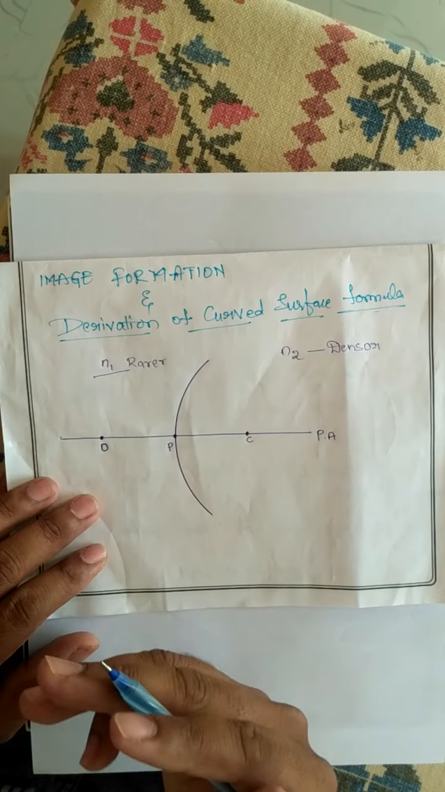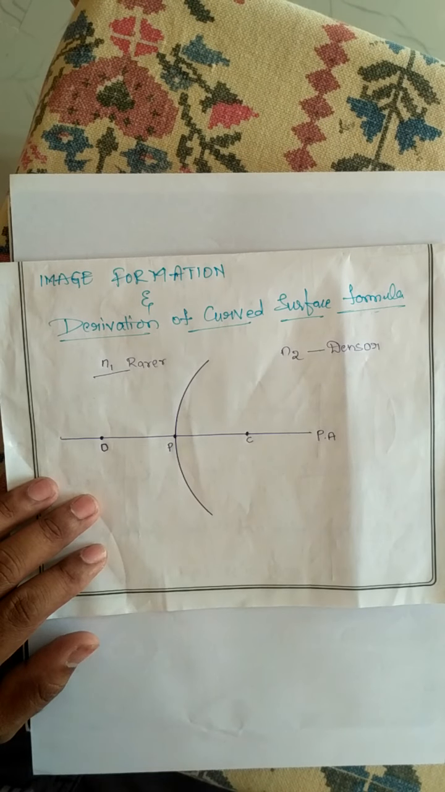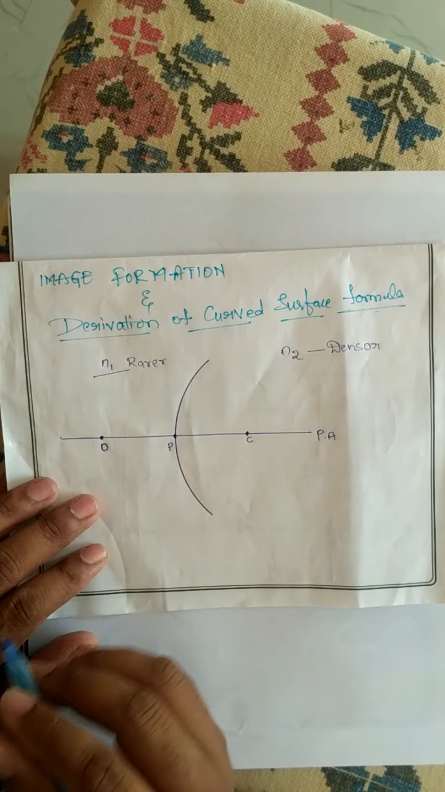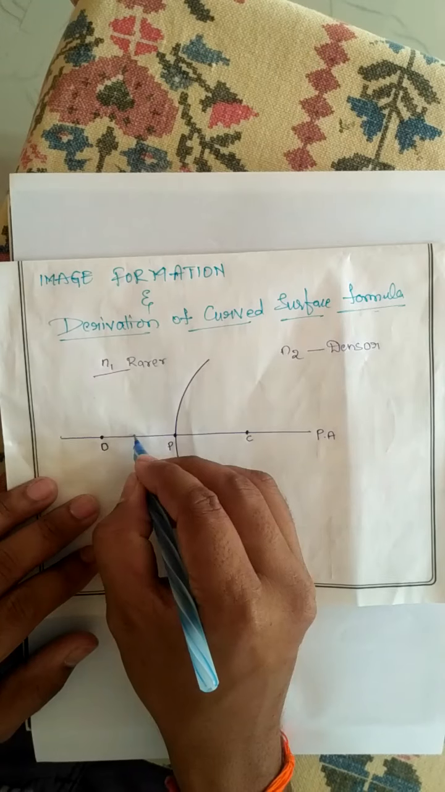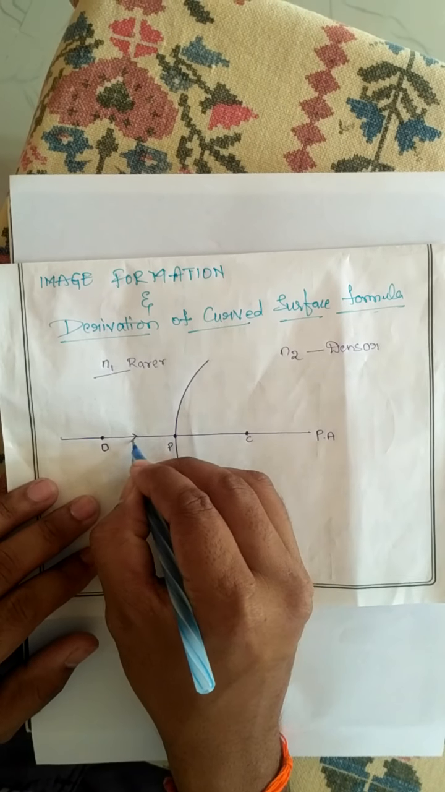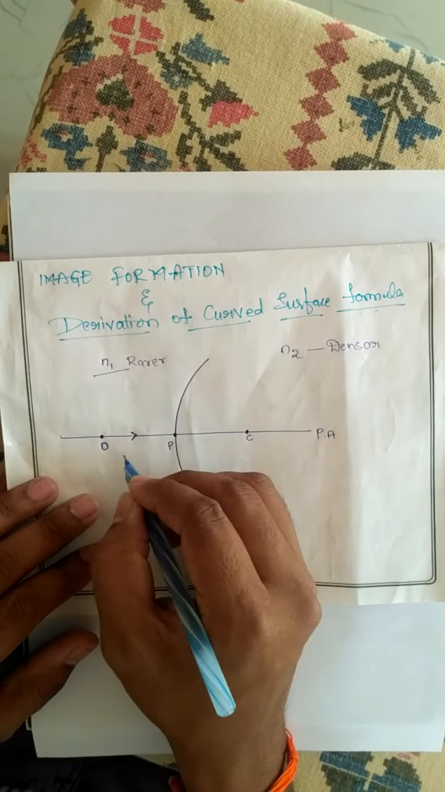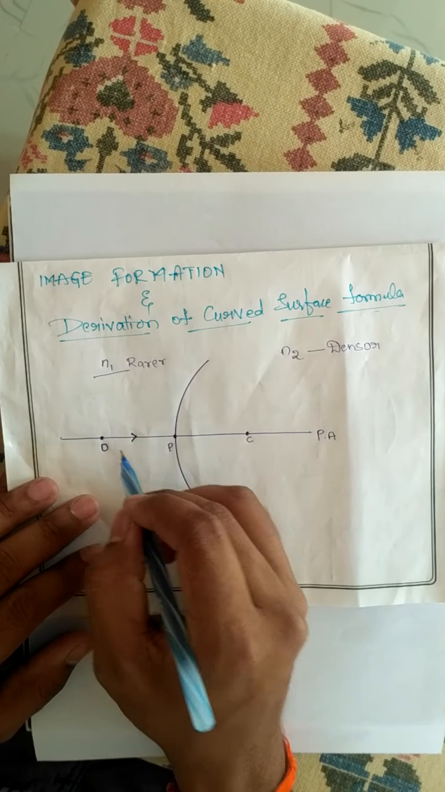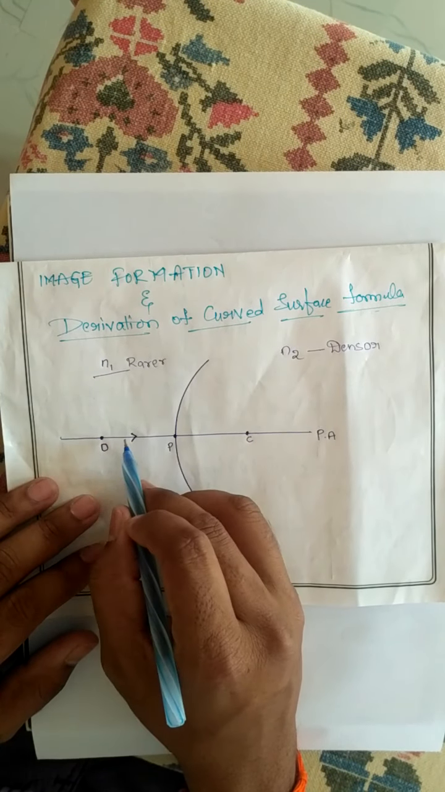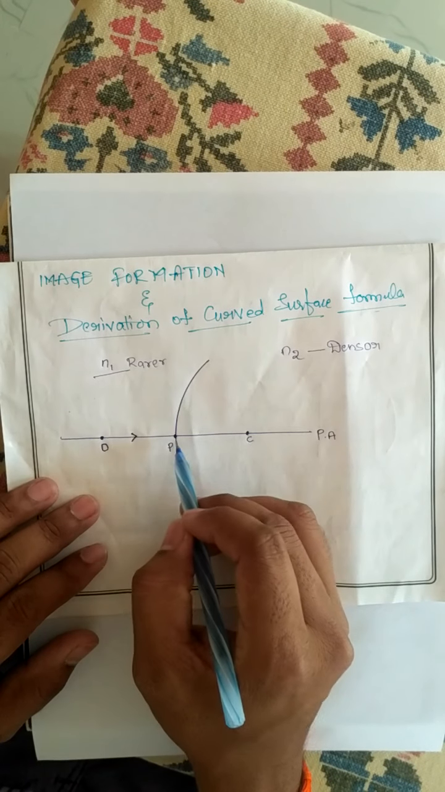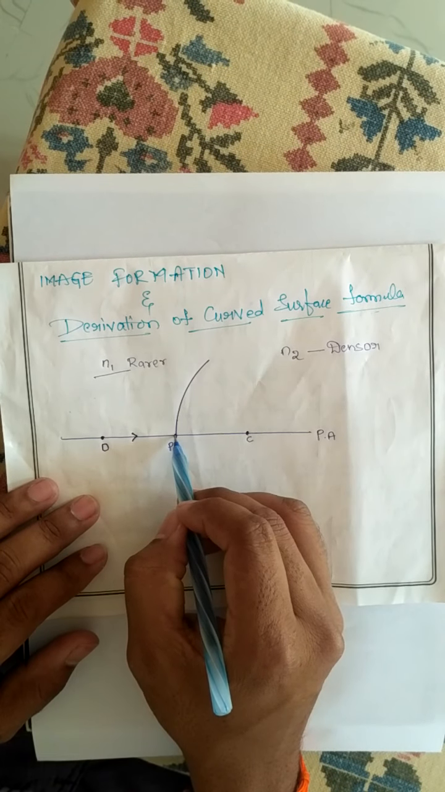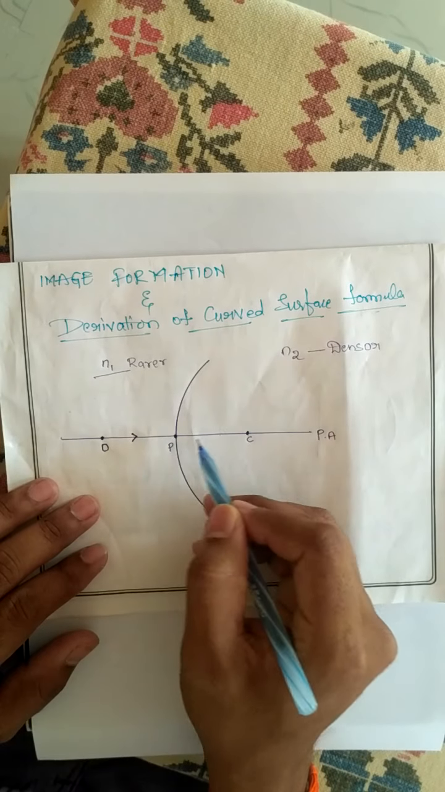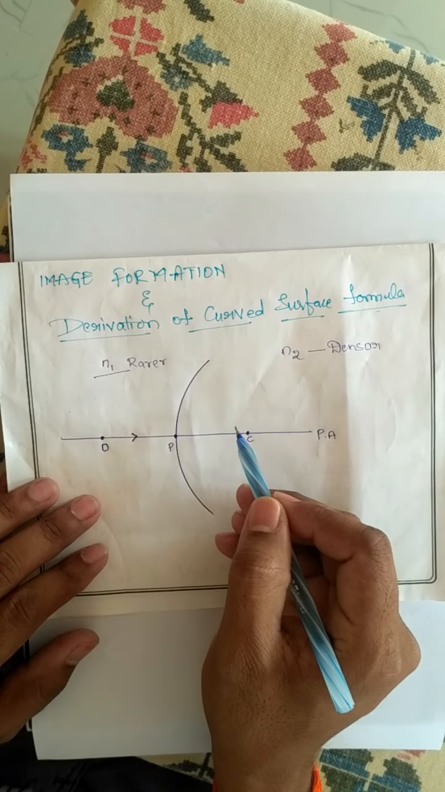In order to get an image, at least we require two rays, right? So one such incident light ray is along the principal axis. According to our rules, the principal axis is also one such incident light ray which passes from rarer to denser medium through a certain point on a curved surface called the pole without any deviation, right?